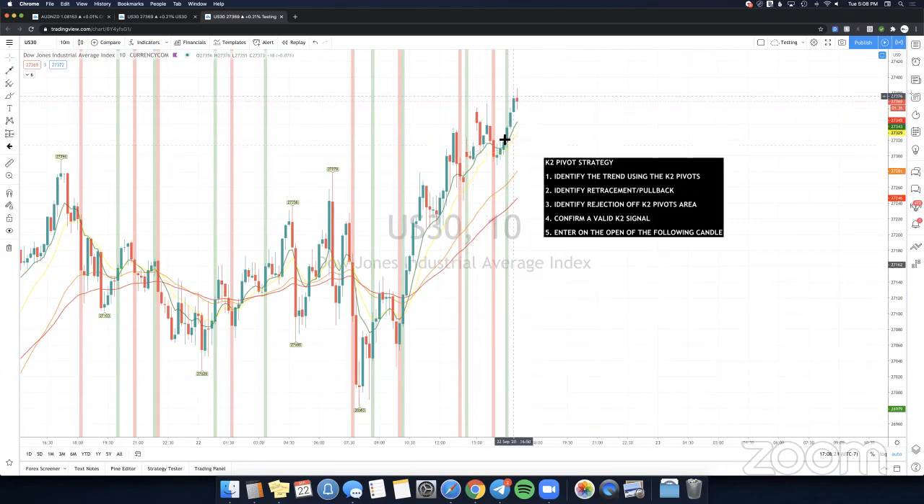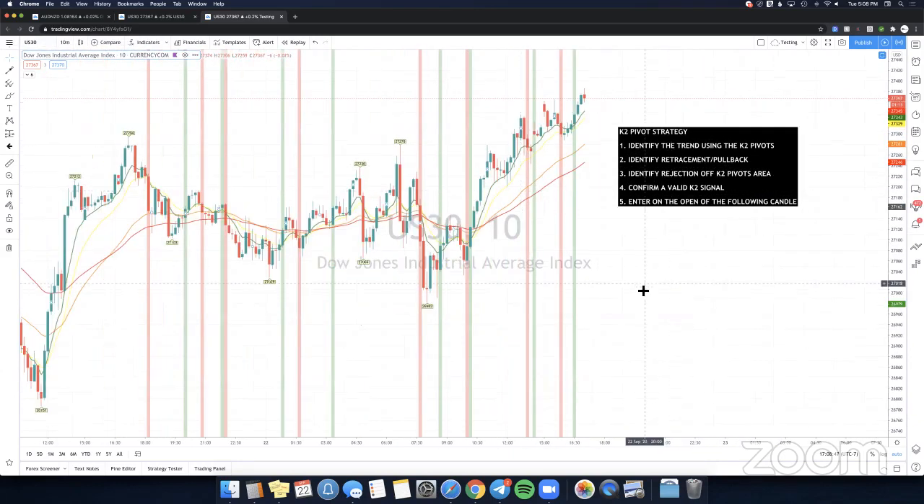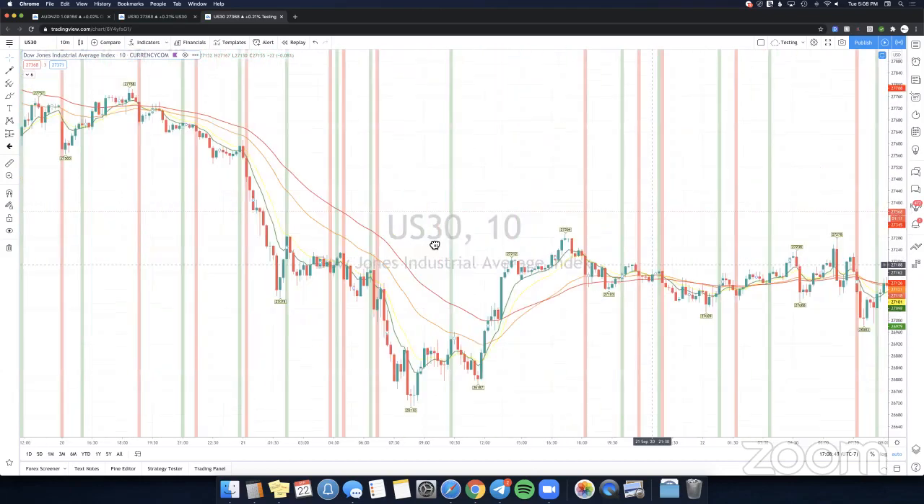So I recommend that you go on demo first and practice it. Once you're super comfortable, then go ahead and apply it live. But always remember that risk management is always going to be key. That's going to be number one, no matter what strategy you're applying. But yeah, guys, that's it for that strategy on US 30.